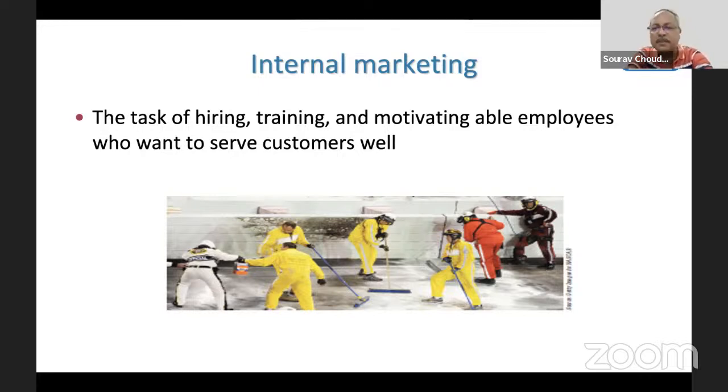So if you keep your employees happy, customers will be happy. And that is what internal marketing intends to do. Not only hire the right people, but train them and keep them motivated. That is internal marketing.